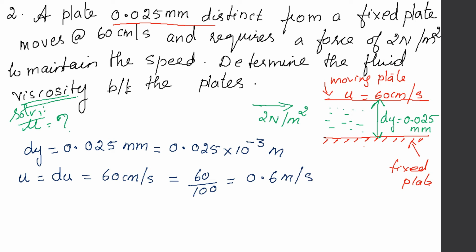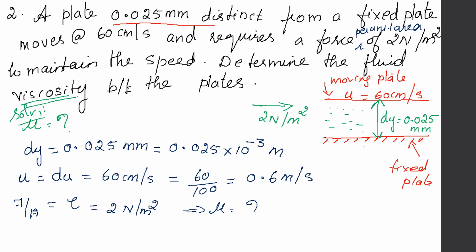Now the force applied is 2 Newton per meter square. If it is 2 Newton per meter square, that is the force applied per unit area. Force applied per area is nothing but your shear stress. So shear stress is given as 2 Newton per meter square. Now we need to find what is mu. So how will we find this?